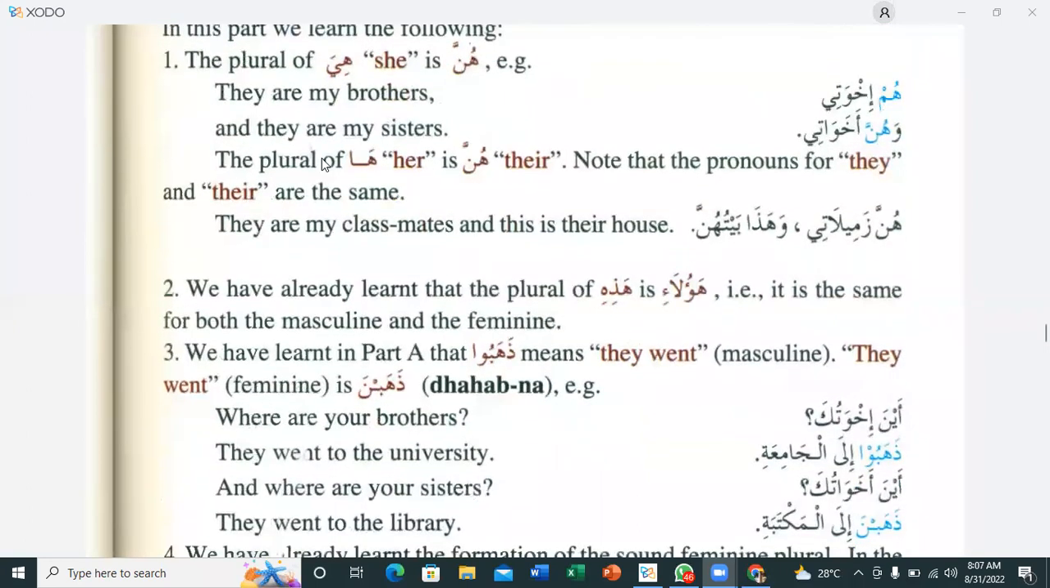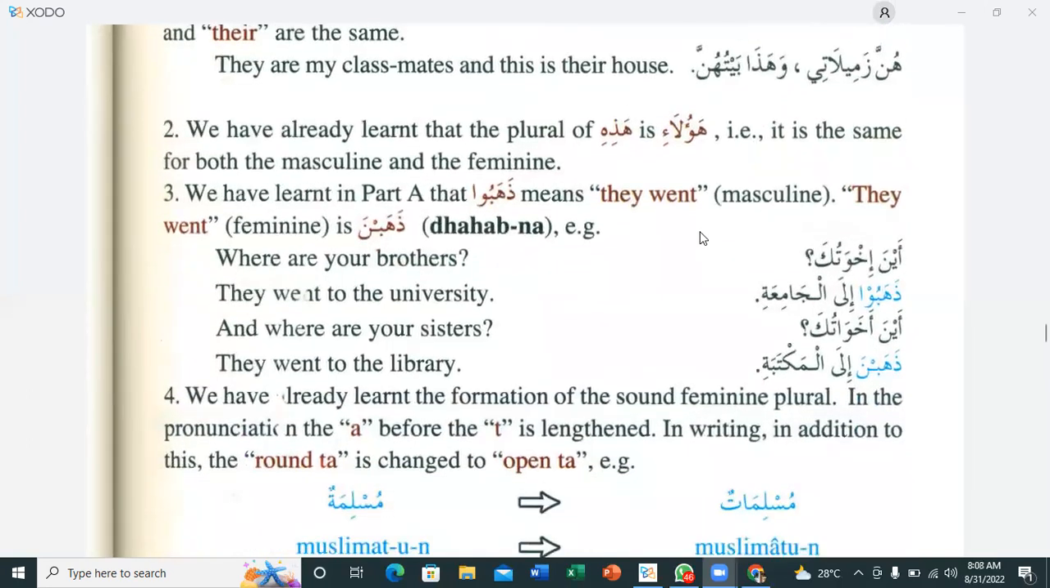The plural of ha, that is her, is hunna, their. Note that the pronouns for they and their are the same. They are my classmates, in Arabic, is hunna zumalati. And wahada baitu hunna, and this is their house.